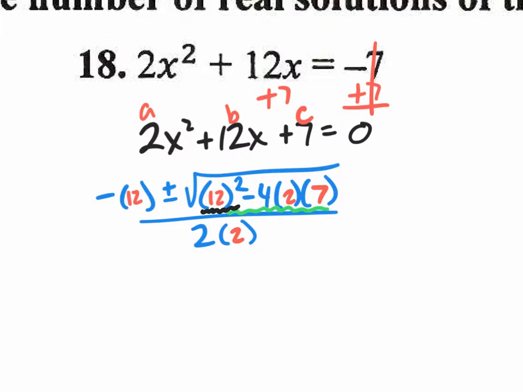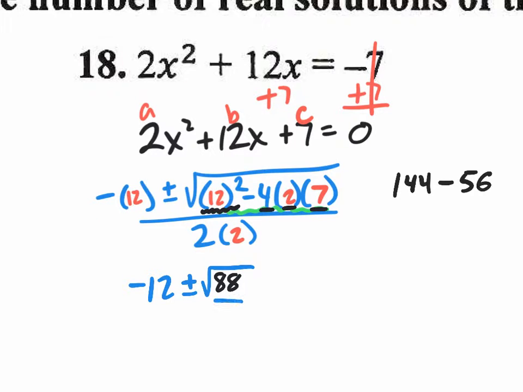What is 12 squared? 144. Okay, and then how about 4 times 2? 4 times 2 is 8. 8 times 7 is 56, right? It's going to be a minus 56, or a negative 56, whatever you want to call it. This is telling us that our discriminant value is going to be 88. 144 take away 56 is 88, and it is over 4.